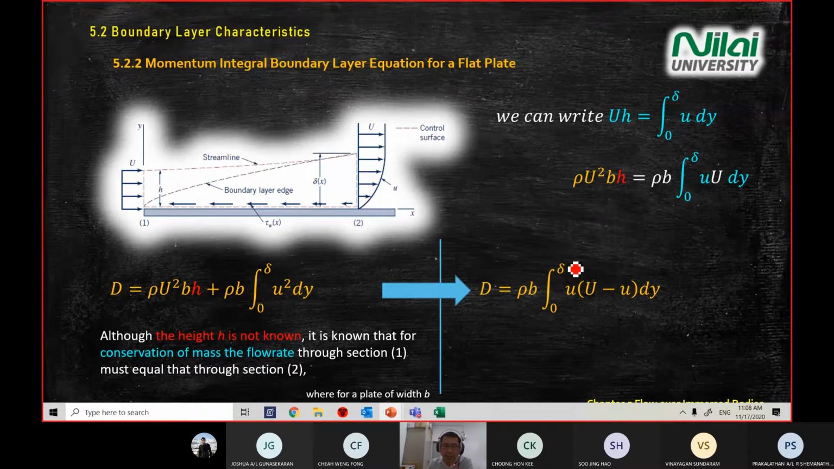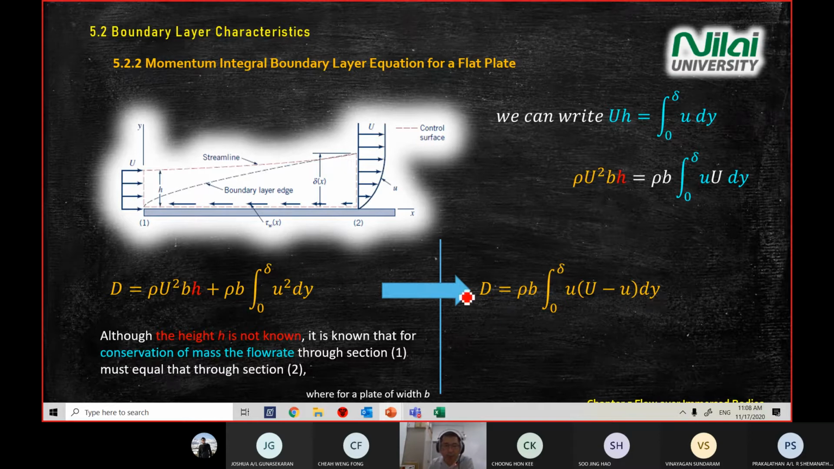integrate 0 to delta, which is your boundary layer thickness, of small u, your velocity profile, times your upstream velocity, capital U, minus the small u, times the dy.